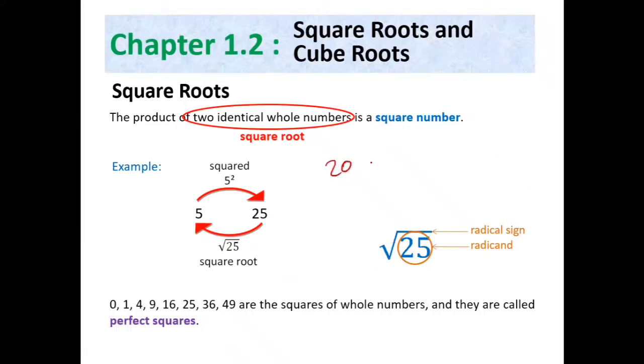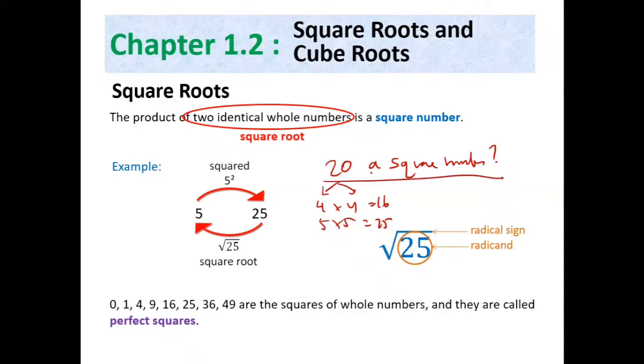So is 20 a square number? Yeah, 20 is not a perfect square. Why? Because 20 can't be achieved by multiplying the same number. 4 times 4 is 16. 5 times 5 is 25. So this is not a perfect square, right? Next.